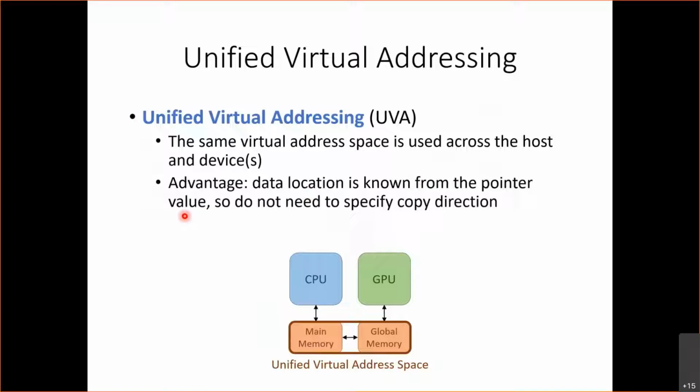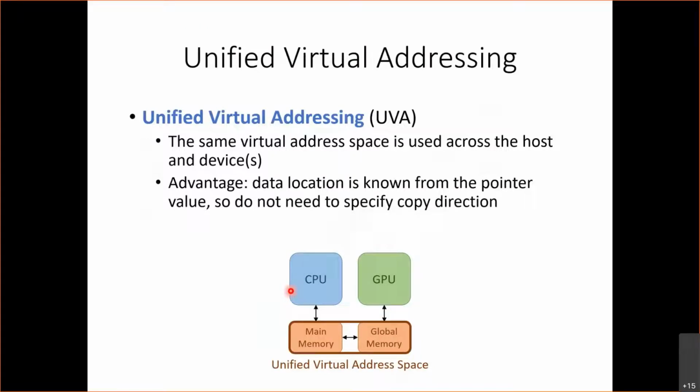So if I have a pointer, I can look at the value of this pointer and I can say, oh, this range of addresses is the CPU memory, this range of addresses is the GPU memory. So by simply looking at the value of the pointer, I can tell if this pointer points to the CPU or the GPU. And the advantage of that is that when I do CUDA copy, remember when we did CUDA copy, we had to specify whether we want to copy from host to device, or from device to host, or maybe device to device or host to host.